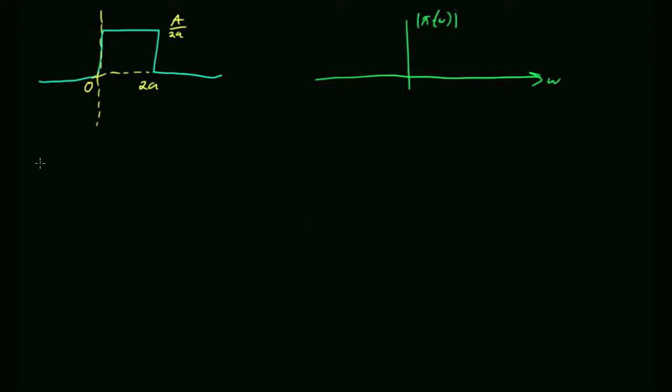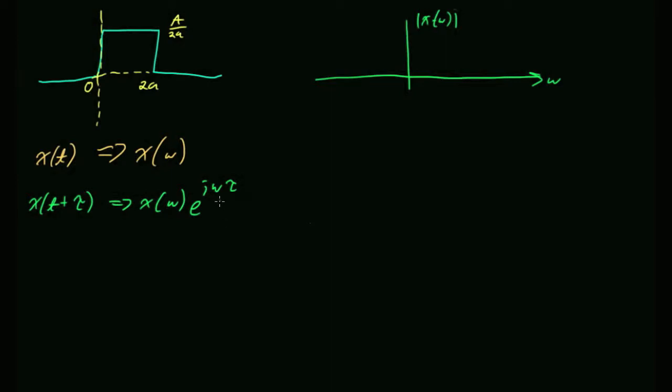So if x of t has the Fourier transform of x of omega, then x of t plus a shift tau has the Fourier transform of x of omega times e to the positive j omega tau. Yes, that's correct. Okay, and there's a derivation for that, and the derivation is kind of cool, and sometimes if I can't remember if it's a plus or a minus, I just do the derivation. It takes about a second to do, and then I'm good to go.